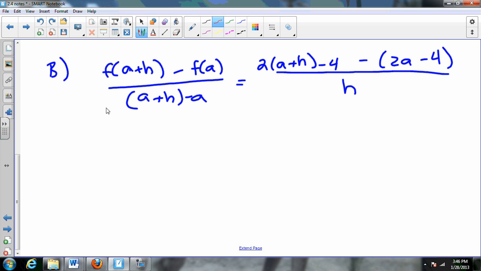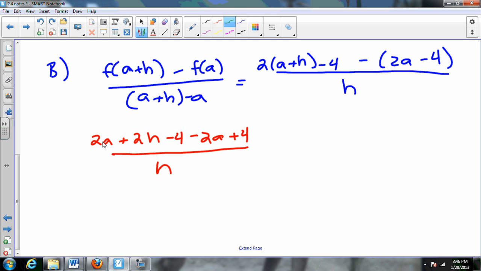So the numerator becomes 2a plus 2h minus 4 minus 2a plus 4, all over h. So let's cancel our like terms: 2a, negative 2a, negative 4, and 4. We get 2h over h, which goes to 2.